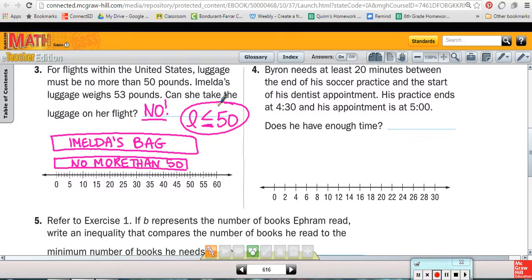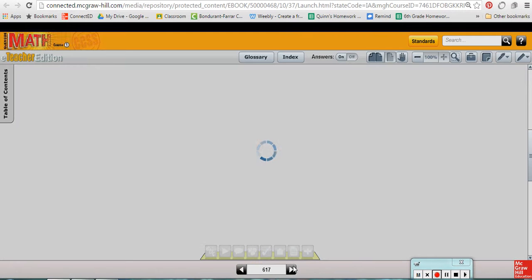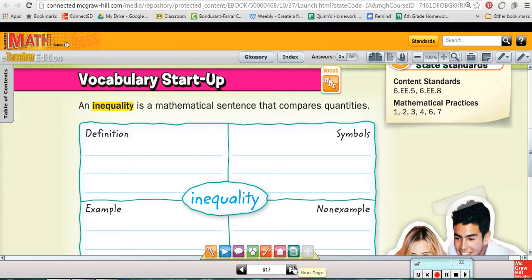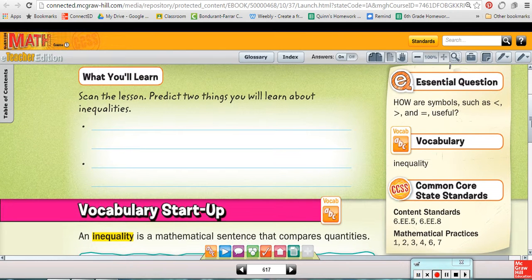Okay, and that's actually what questions 5 and 6 had you do, to write those inequalities. We already did it up above, so we're just going to leave it there. Turn to page 617 in your book. You're kind of already there, so just look to the next page. I want you to take a minute and fill in what you'll learn at the top of the page. Take a moment.